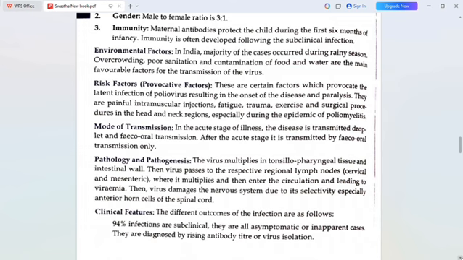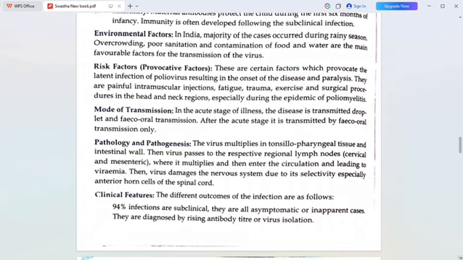Pathology and pathogenesis. The virus multiplies in tonsillopharyngeal tissue and the intestinal wall. Then the virus passes to the respective regional lymph nodes, that is cervical and mesenteric, where it multiplies and then enters the circulation, leading to viremia. Then the virus damages the nervous system due to its selectivity, especially the anterior horn cells of the spinal cord.